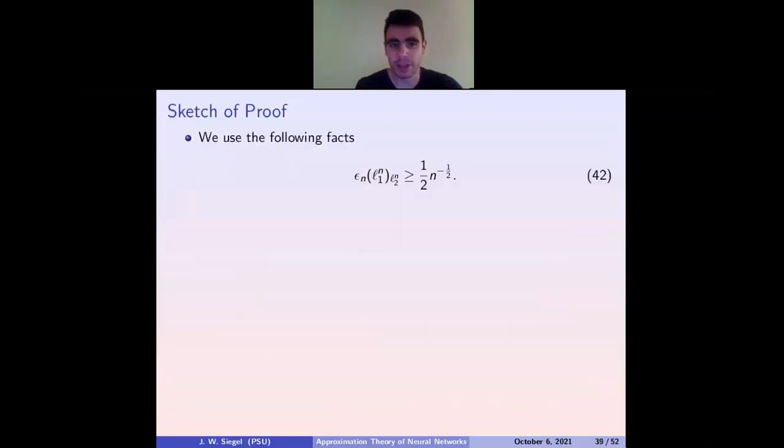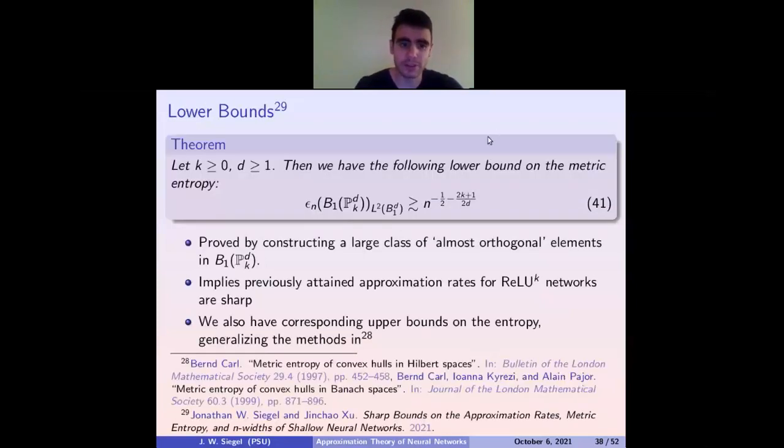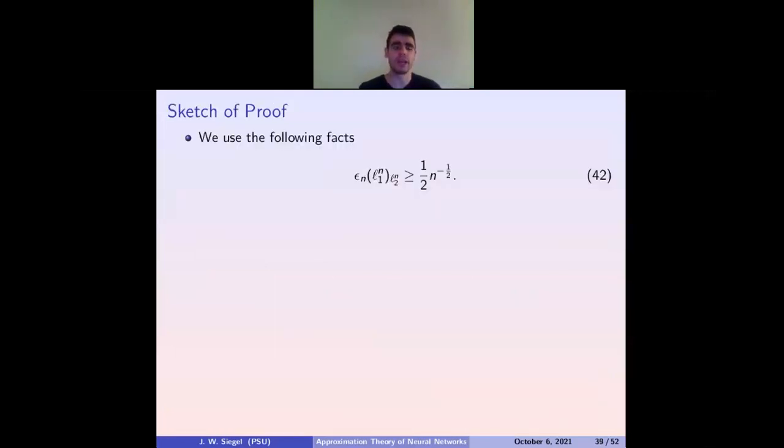And let me just sketch the proof of this. This is proved by constructing a large class of almost orthogonal elements in this convex hull, in this class of functions. The idea is to use the following fact, which is that we know what the entropy of the L1 unit ball with respect to L2 is. In dimension n, the rate is basically n to the minus 1/2.